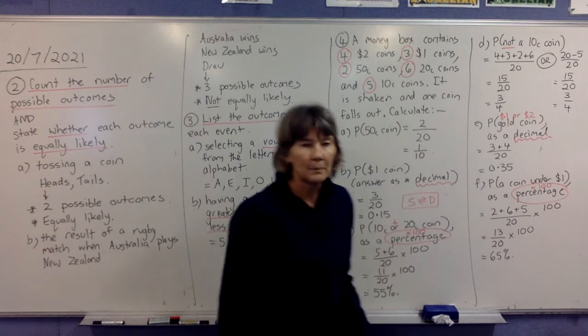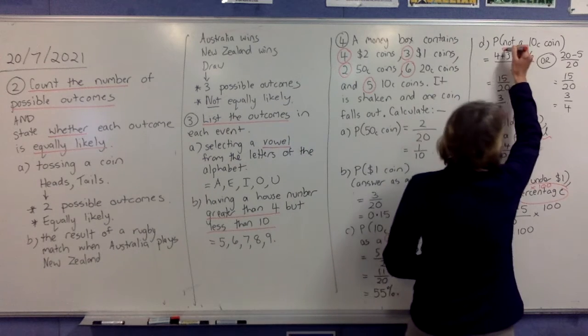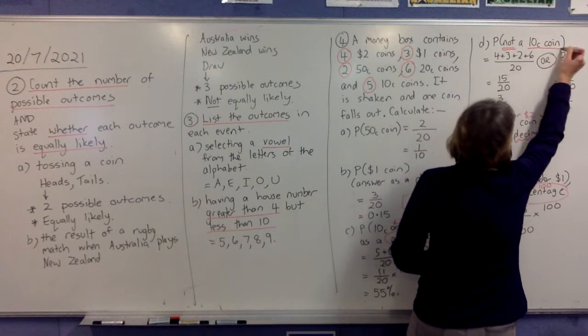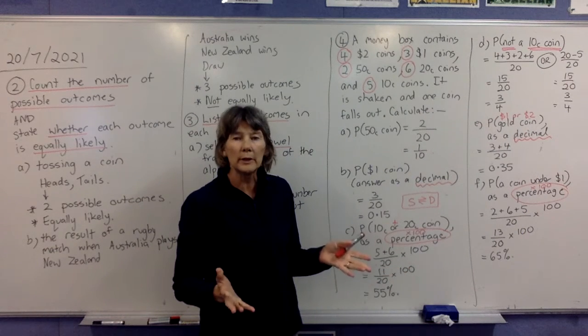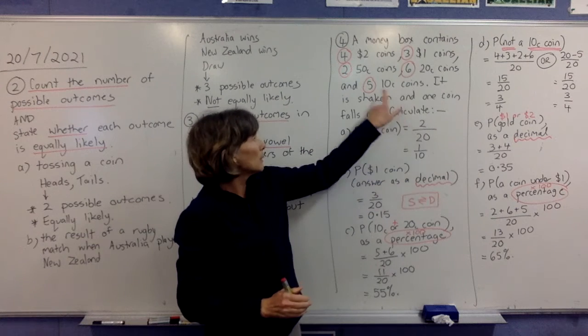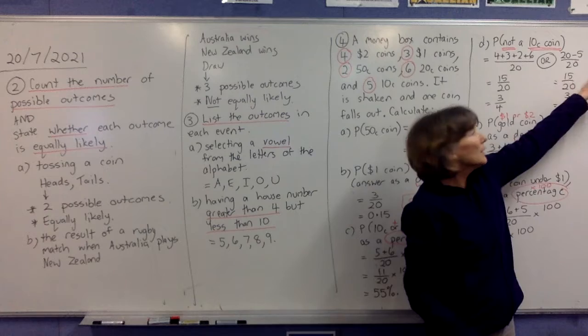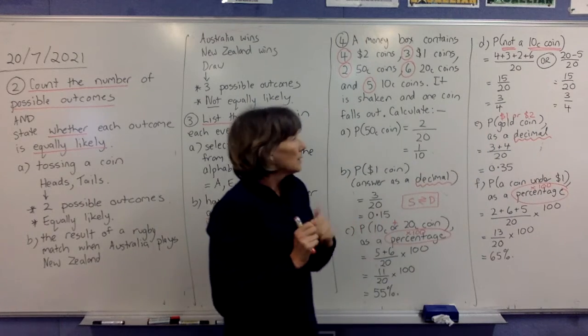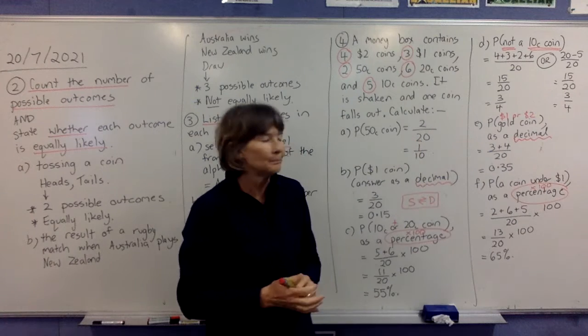But if you're clever about it, you go, okay, well, I don't want a 10-cent coin. So really, I've got the whole 20 coins, but let's just get rid of the ones that are 10 cents. So we could do on the top 20, take off the 10-cent coins, and that'll still have a 15 on the top for you, and you'll still get the same answer.